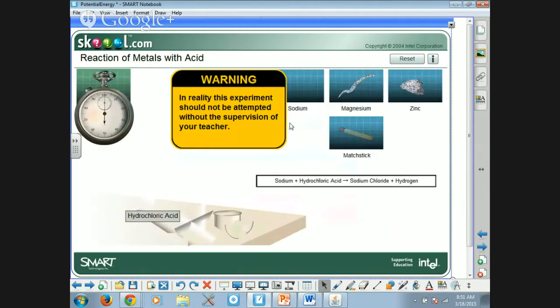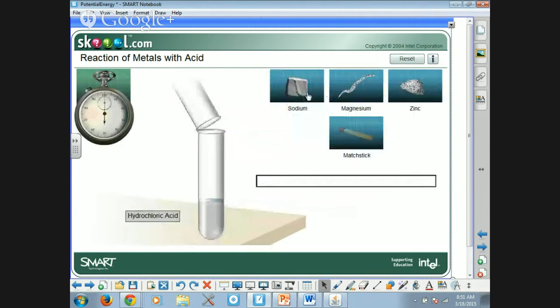Okay, so let's reset. And we'll take magnesium. Magnesium's kind of fun. This is a little piece of magnesium ribbon. I'm going to put it in the hydrochloric acid. Okay, now it made a little hydrogen gas, so I'm going to take my match over here, and it makes a little popping sound. And quite literally, that's pretty close to what it sounds like when we actually do it.